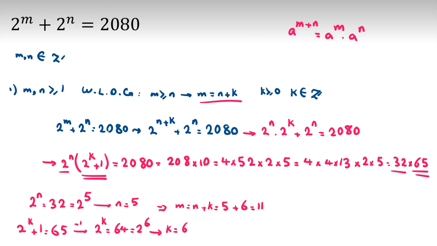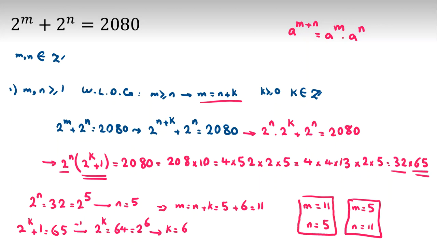So, we found this case. M is 11, n is 5, and because we said without loss of generality, you can switch the answer. M is 5, n is 11. We found these two answers for the case that both of them are positive.